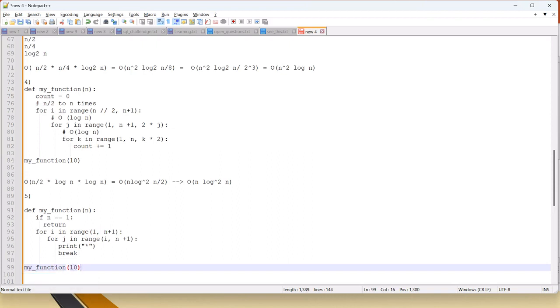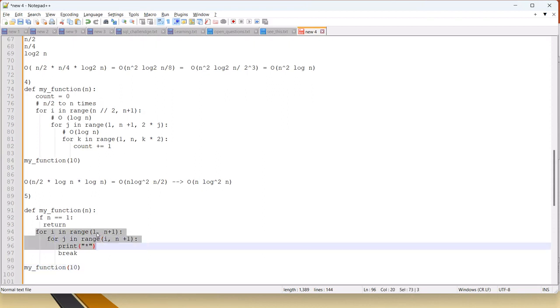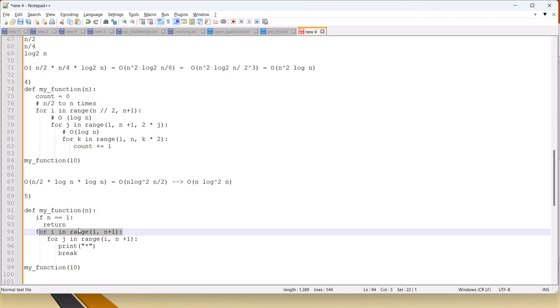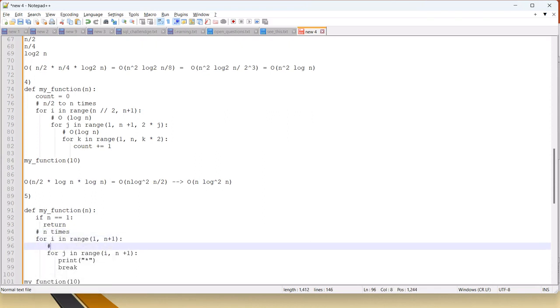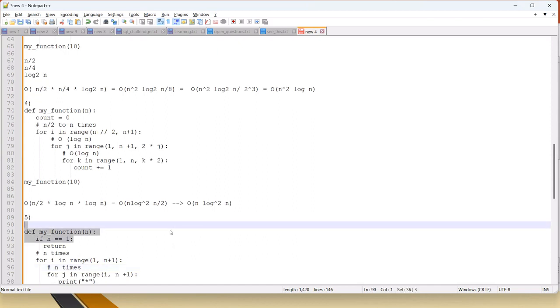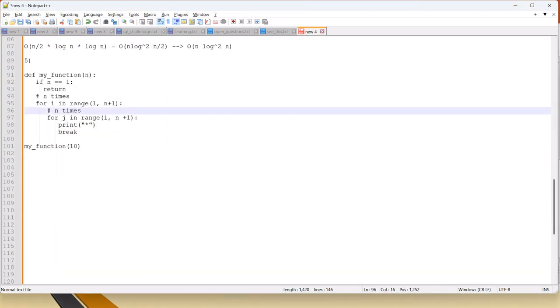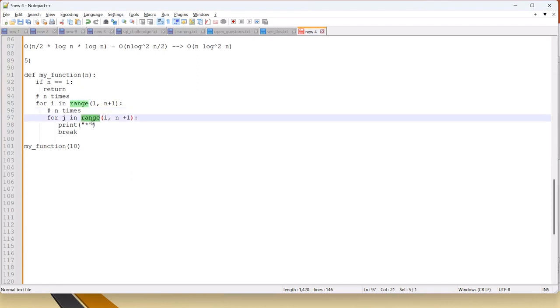Let's say my function of 10. So if you see here, the code consists of two nested loops, correct? This outer loop will run for n times, 1 to n plus 1. Then again this runs for n times. So ideally the order should become n into n, correct? n square it should have. But here if you see, the break statement is there.